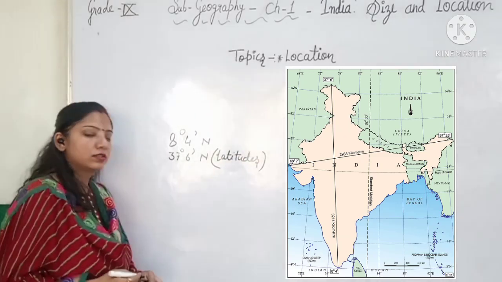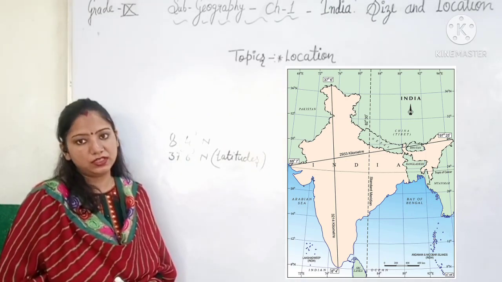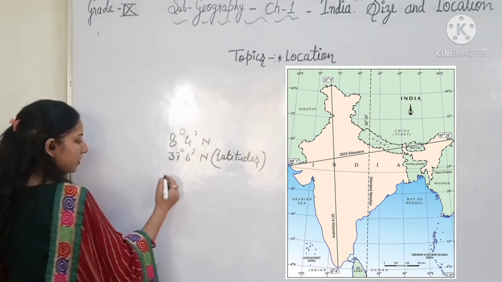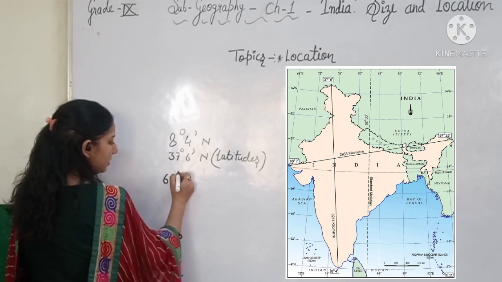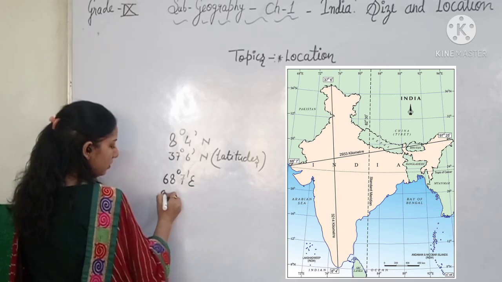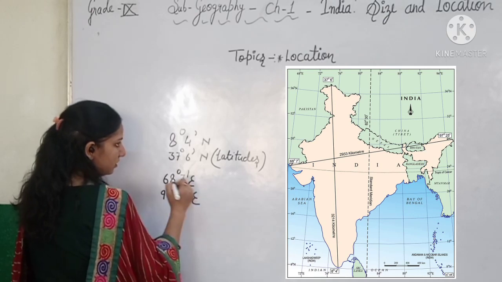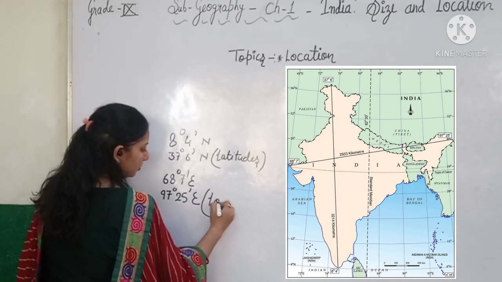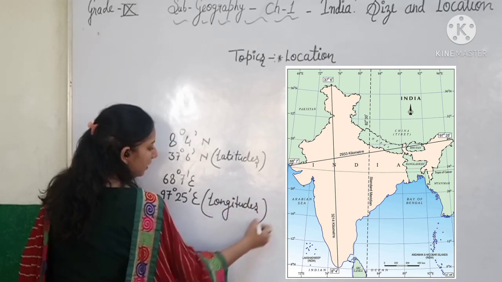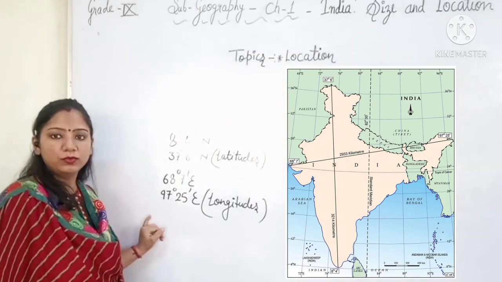We will talk about the vertical division of our country. Vertically, our country is divided from 68 degrees 7 minutes east to 97 degrees 25 minutes east. It is the longitude. And that is the location of our country on the globe.